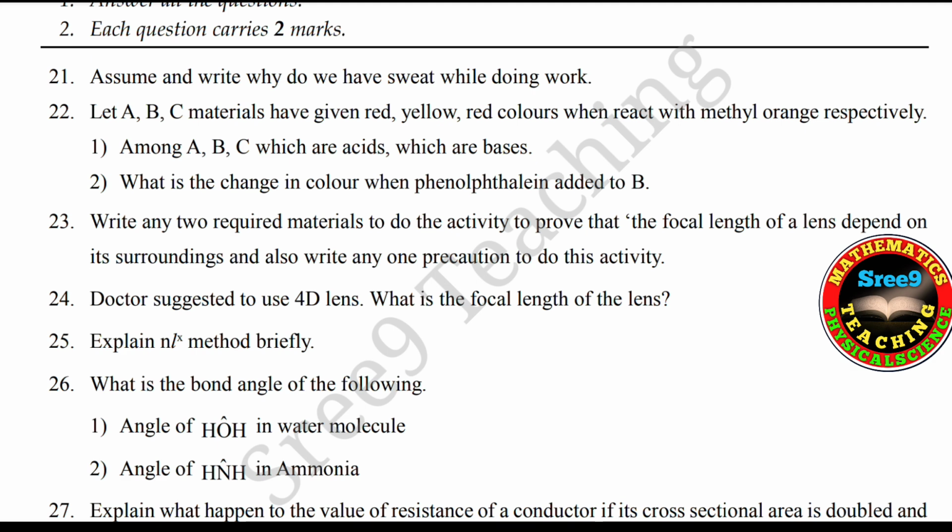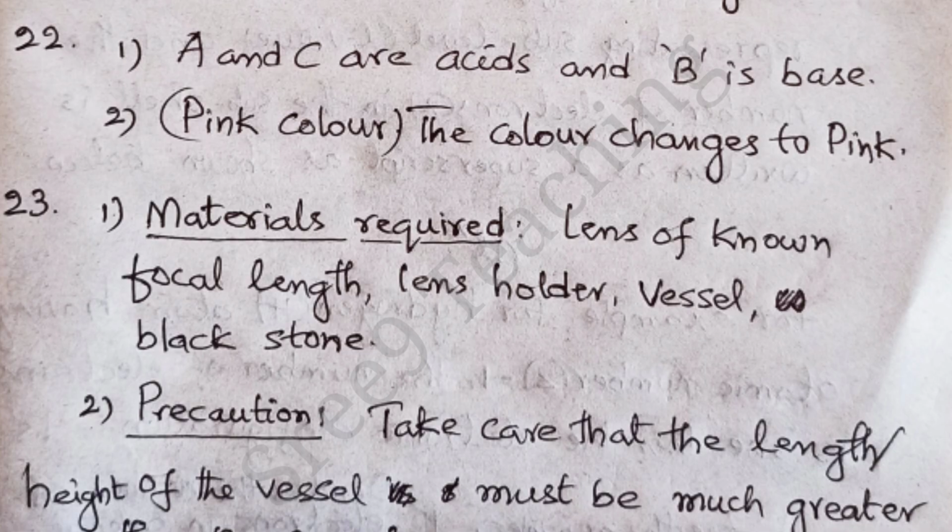Now second question: what is the change in color when phenolphthalein is added to B? You know that phenolphthalein changes the color of bases to pink. Here the material B is a base, hence it turns the phenolphthalein color into pink. Let us see the answers. For the 22nd question, first, A and C are acids and B is a base. And second, the color changes to pink.